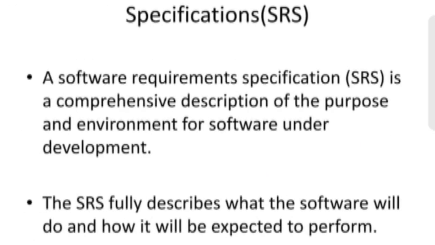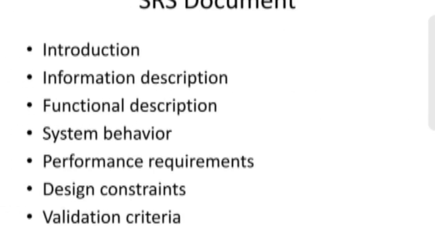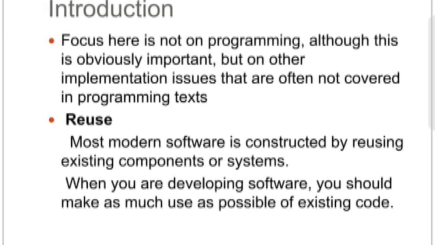Software requirement specification. A software requirement specification is a comprehensive description of the purpose and environment of the software under development. SRS document: introduction, information description, functional description, system behavior, performance requirements, design constraints, validation. The focus here is not programming, although this is obviously important, but other implementation issues that are often not covered in programming texts.